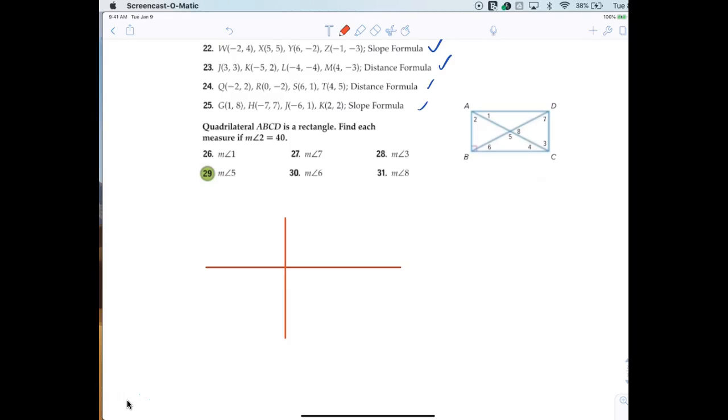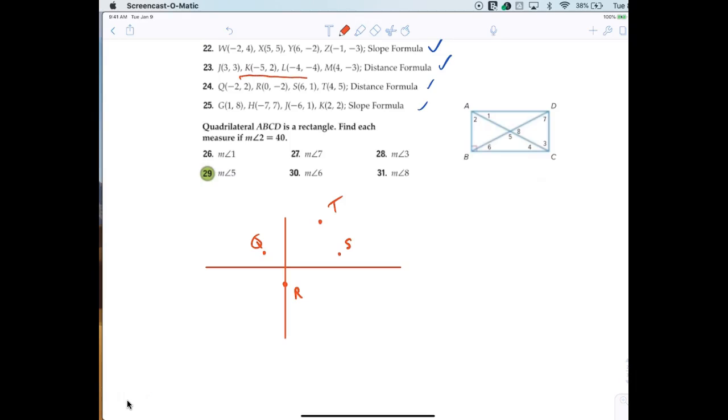All right, so if I have negative 2, 2, that would be somewhere around there, and that's Q. Then 0, negative 2 would be somewhere around there, which is R. 6, 1 would be S, and 4, 5 would be up here, and that's T. So now you can clearly see the diagonals are what? Yeah, QS and RT. So again, we're just going to measure QS.